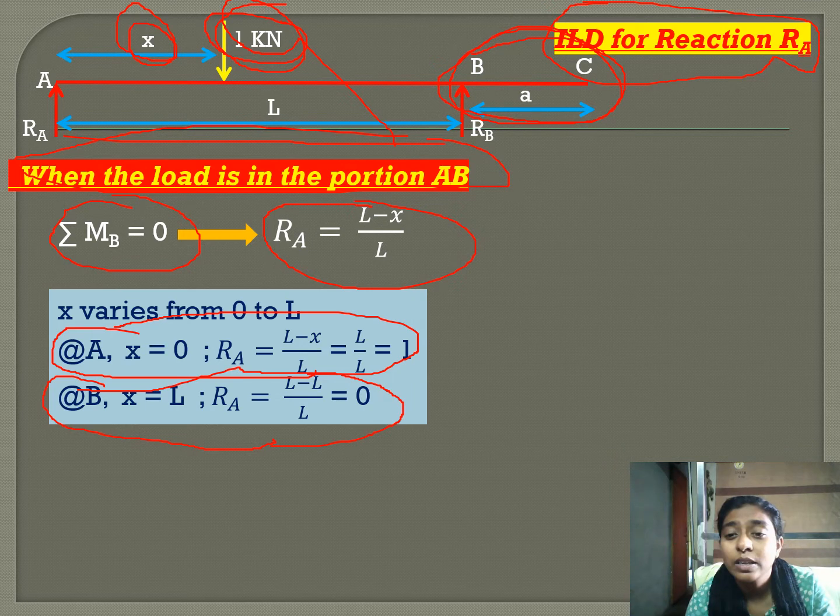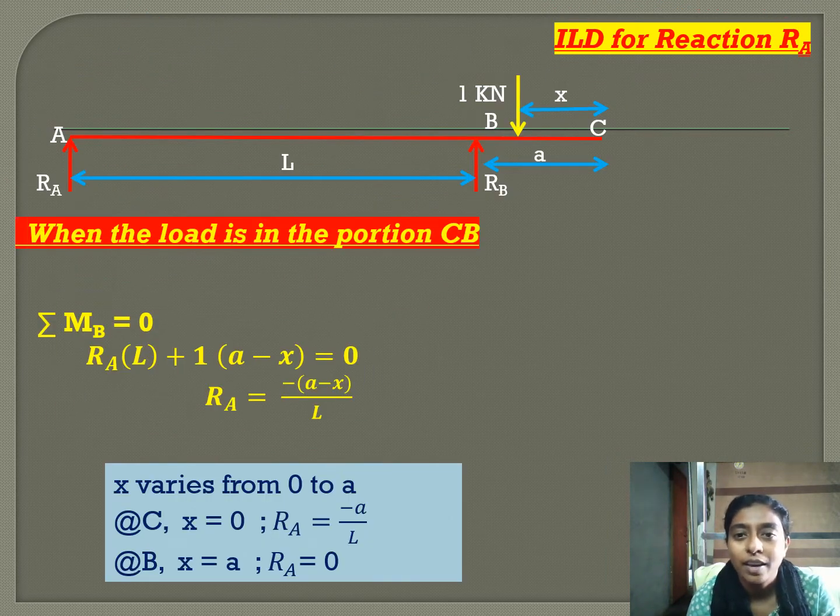Now we will go on to the next part, that is when this 1 kilonewton load is in BC. So this 1 kilonewton load is in the portion BC and we are taking X as the distance of the unit load from C. C is our origin. So for this portion, X is equal to 0 at C and X is equal to A at B.